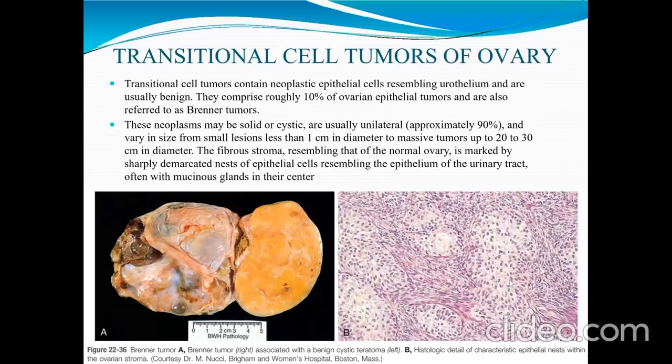The fibrous stroma resembling that of normal ovary is marked by sharply demarcated nests of epithelial cells resembling the epithelium of the urinary tract or urothelium, often with mucinous glands in the center.